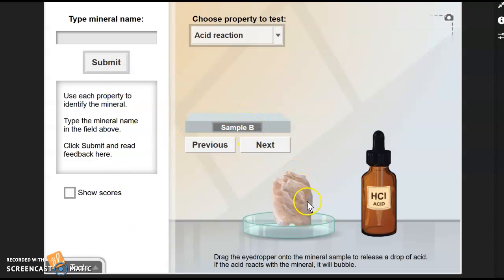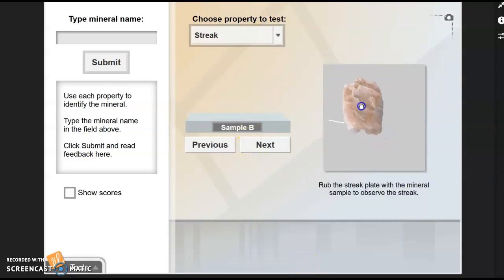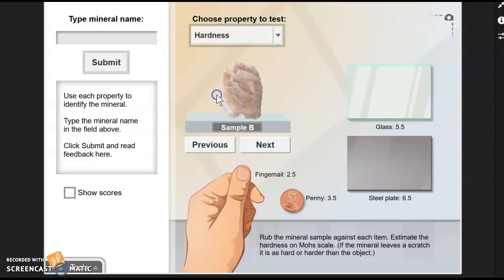Let me see where we are up here. Why this won't drag. But we can start off with some acid. Okay, no reaction on the acid. Let's see about our streak. Okay, it leaves a white streak. So if we can remember these. Its hardness: it's harder than the glass. It's not as hard as the steel plate. So it's got to be more than 5.5 and less than 6.5. It will scratch the penny and it will scratch the fingernail.